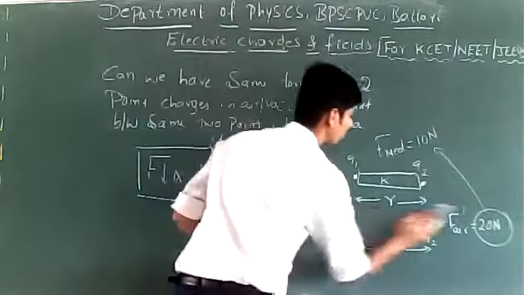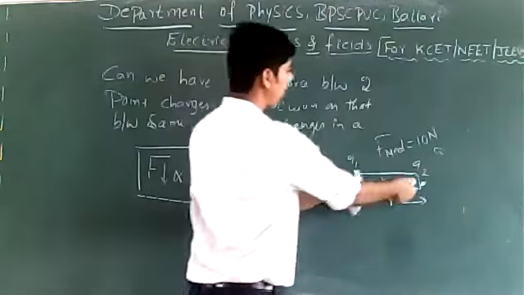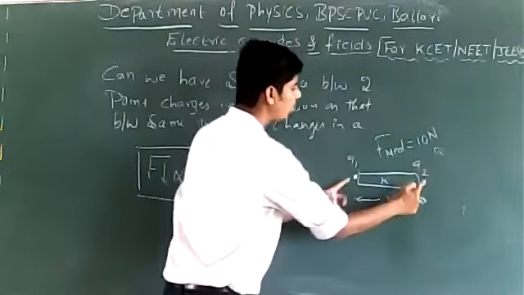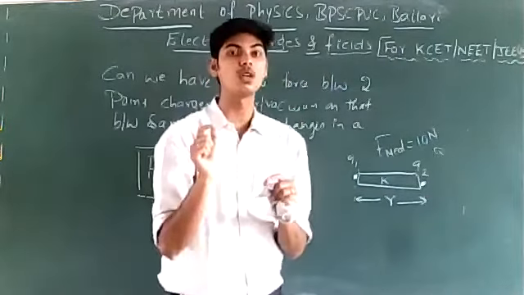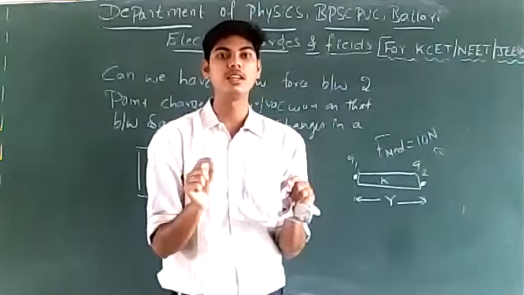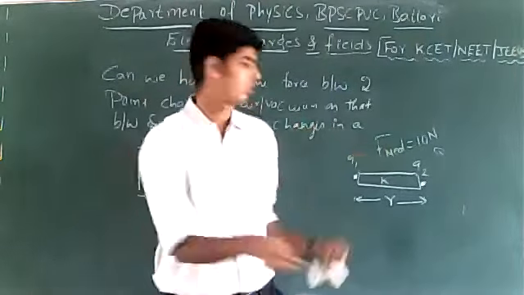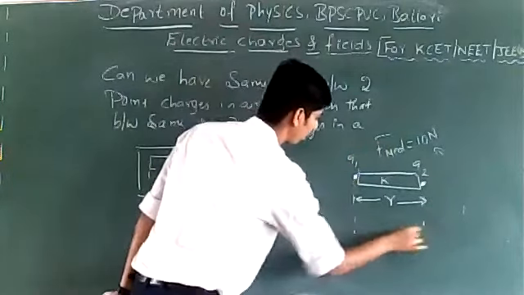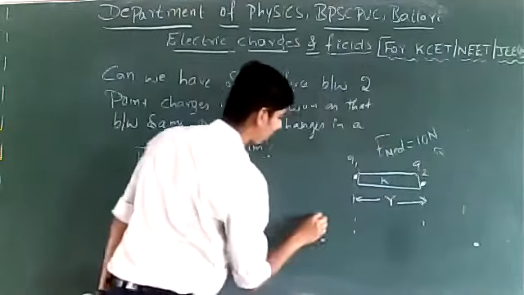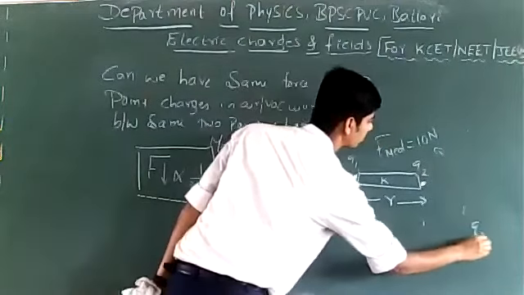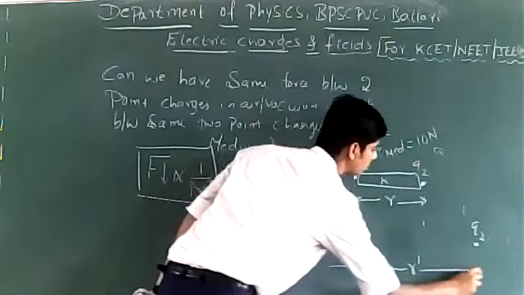So what I do is, as soon as I remove the medium between the two charges, I do not place the two charges at a distance r. Instead, I place the same two charges Q1 and Q2 at a distance greater than r. I place them a little more apart. I increase the distance between the two charges. Let us suppose I have made the distance between two charges equal to r dash.